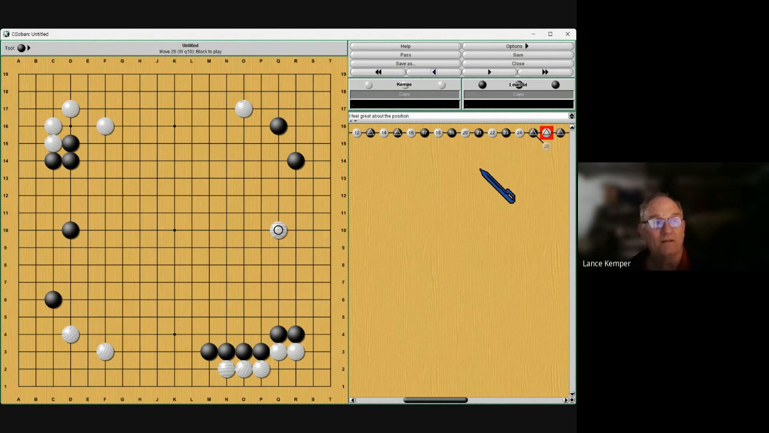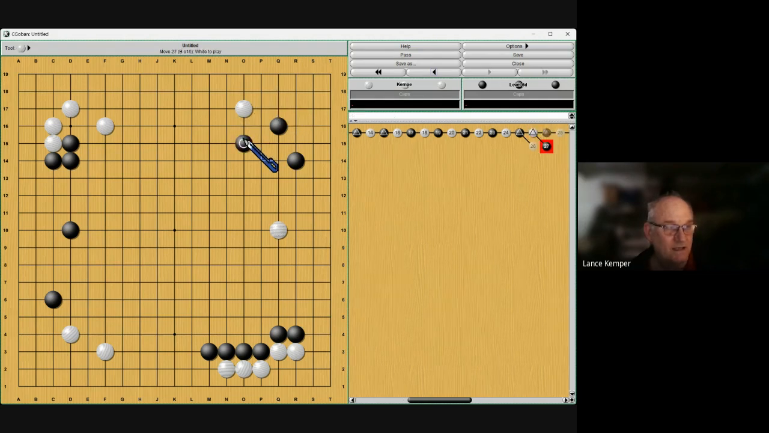Okay. Now, something about this move. We're thinking, what if... I'm remembering that Black, he showed me a variation here. And it's, what if White gets sente? How did White get sente? I don't recall. Let's put it here.